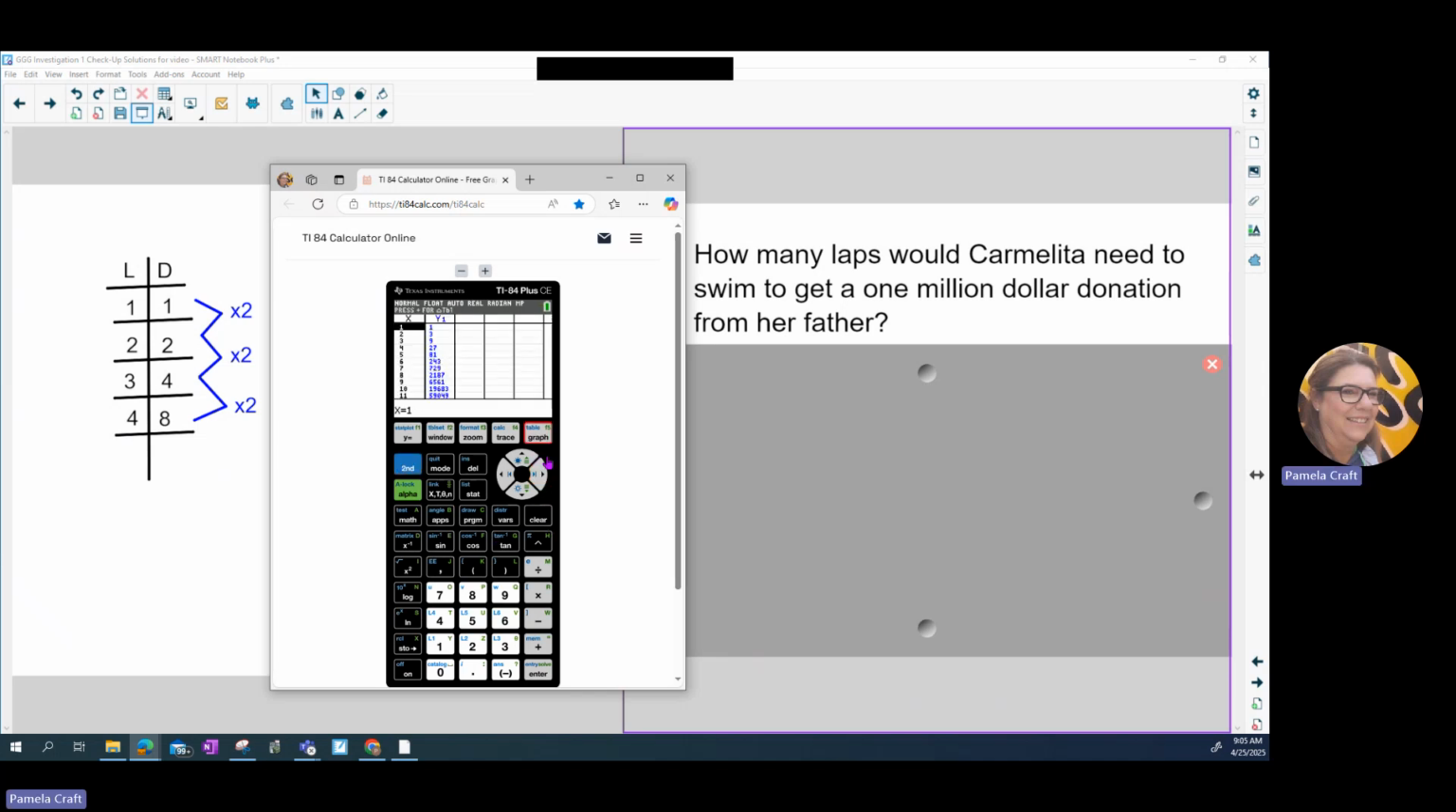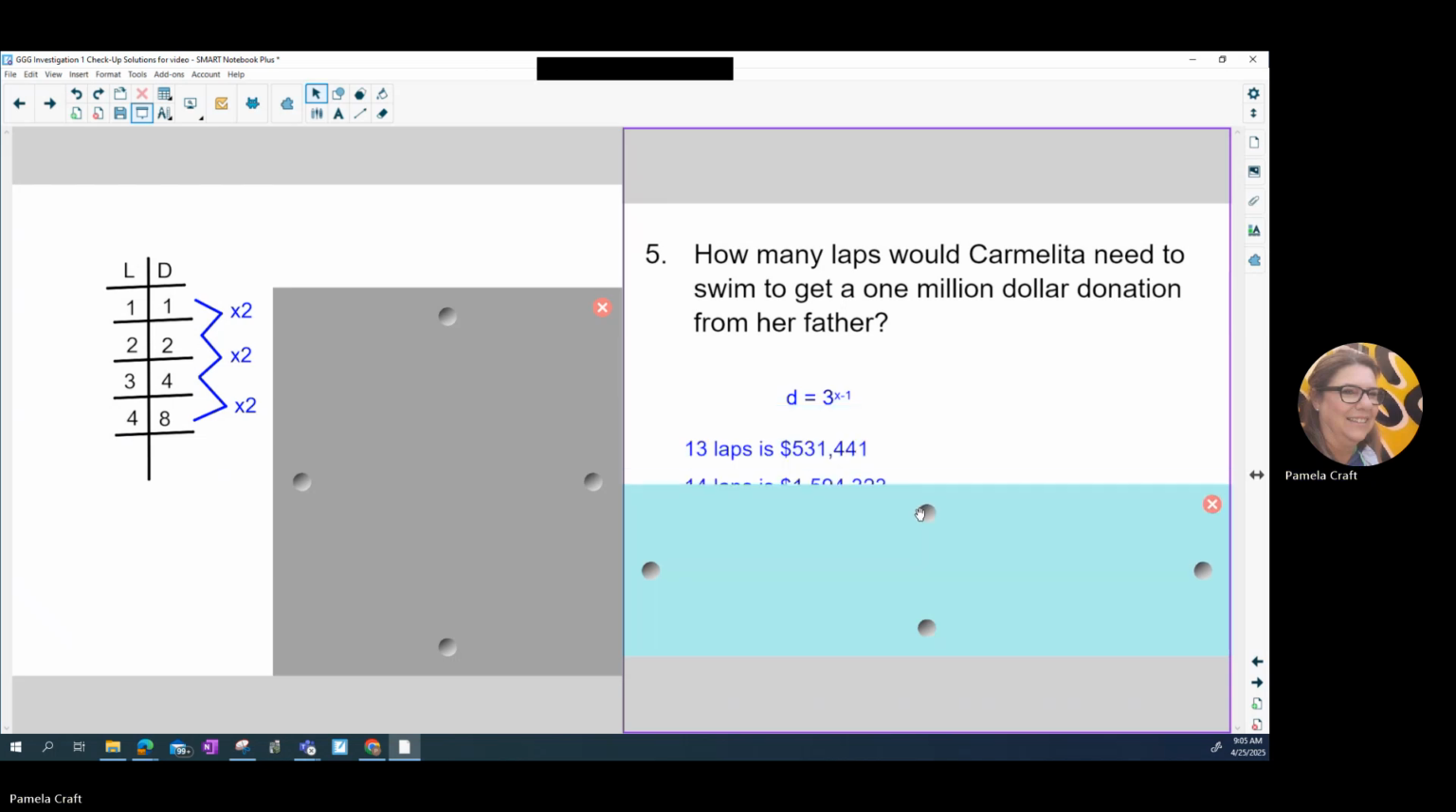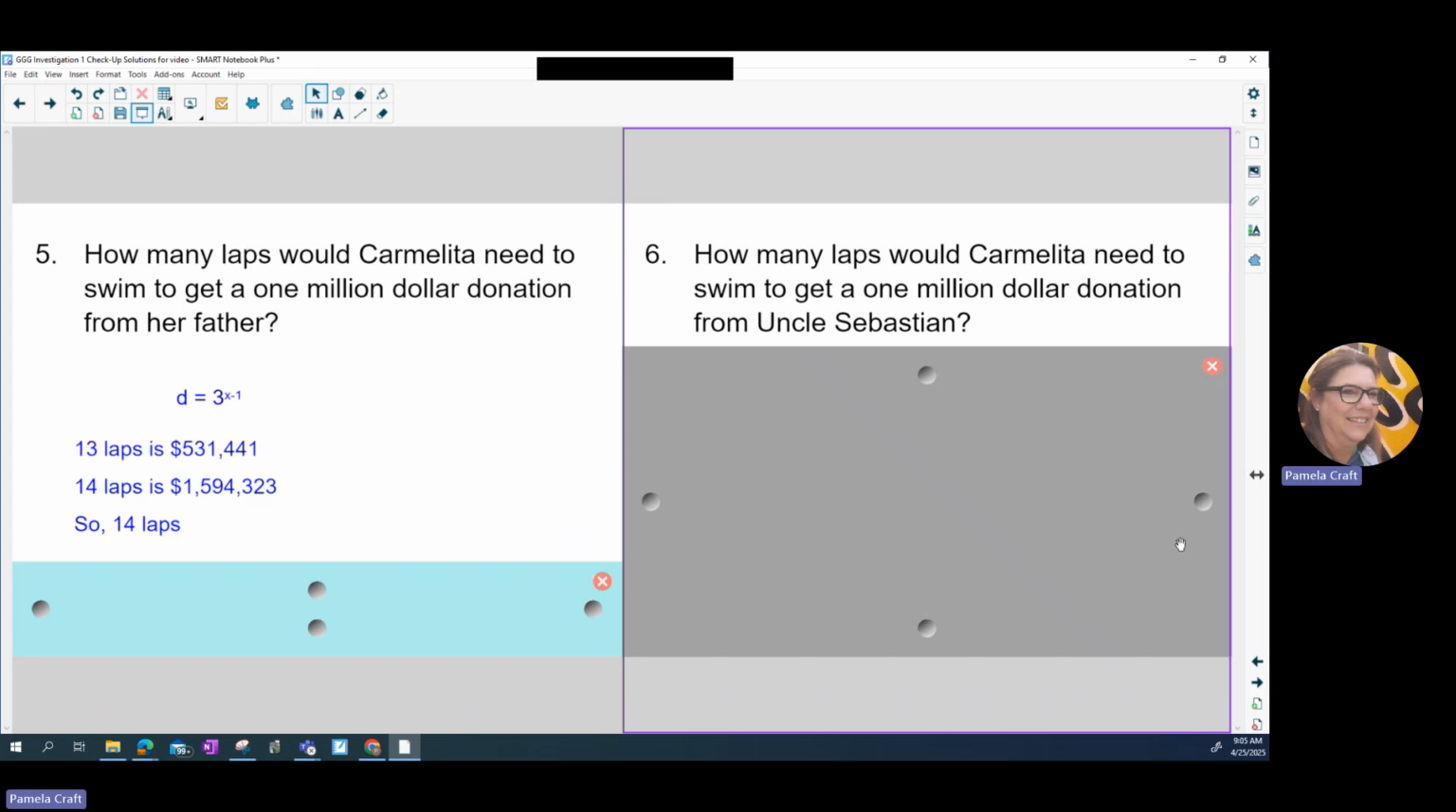Second graph to get to my table. And they want to know when it will get to $1 million. So I'm going to just keep scrolling until my Y value is at least $1 million. Well, I see we're at 531,000 there. So at 14 laps, it puts her over $1 million at 1,594,000. So 13 laps is just under. Multiply that by 3 again, and you get over $1 million. So 14 laps.